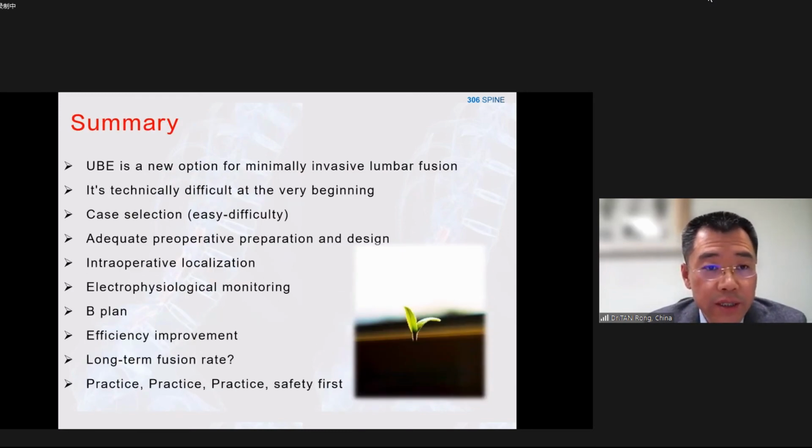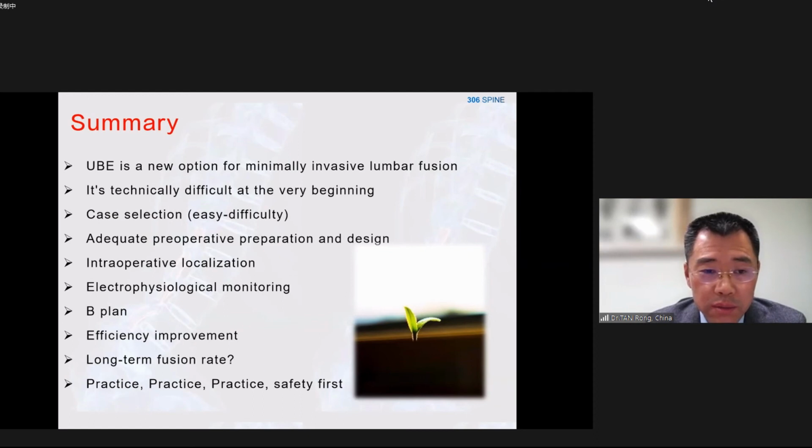In summary, UBE is a new option for minimally invasive lumbar fusion. It is technically difficult at the very beginning, so we should carefully select cases from easy to difficult. And we should do plenty of preoperative preparation and design. It is very important that we keep the orientation during the operation. And if you want to do the operation more safely, you can use electrophysiological monitoring.